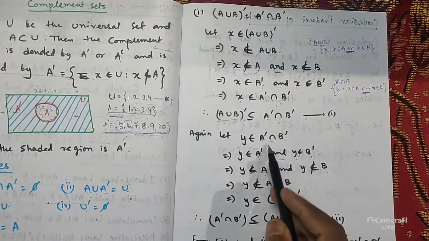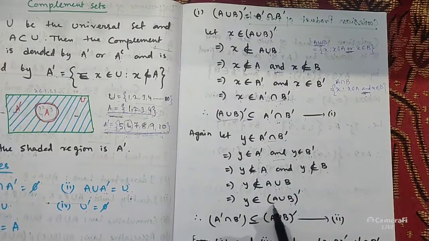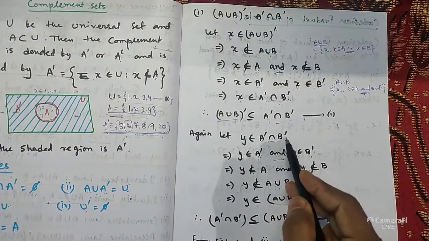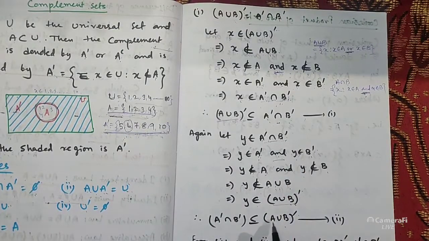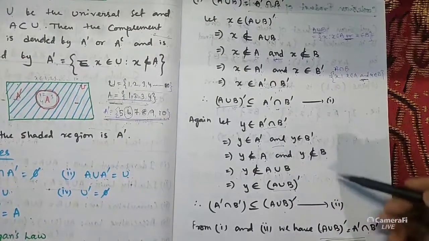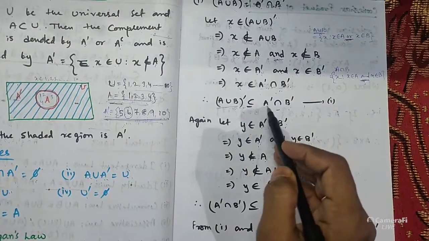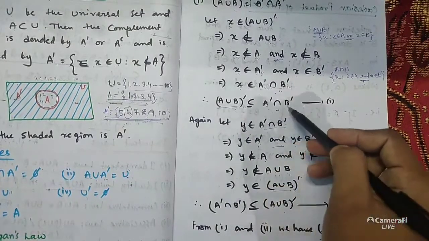That means this set will be a subset of this set. That means A complement intersection B complement is a subset of A union B whole complement. Now from this 1 and 2, here we are taking A union B whole complement is a subset of A complement intersection B complement.